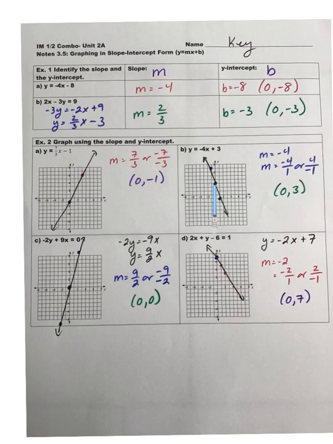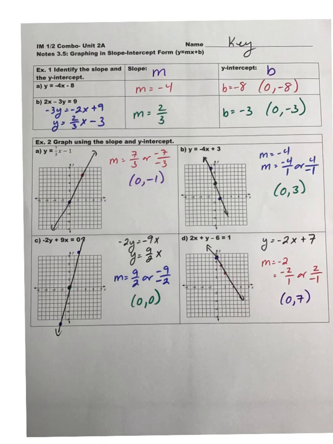So I graph the intercept first, (0, 3). Then using this one, I went down 4 to the right 1. Or using this one, I went up 4 to the left 1. Either way, you get the same line. And I couldn't find my ruler, so sorry, the line's a little crooked.